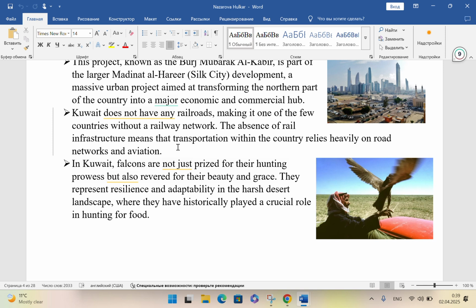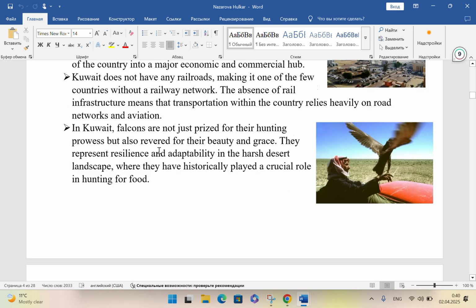So the absence of rail infrastructure means that transportation within the country relies heavily on road networks and aviation. And also in Kuwait, falcons are not just prized for their hunting powers, but also revered for their beauty and grace. They represent resilience and adaptability in the harsh desert landscape, where they historically played a crucial role in hunting for food.